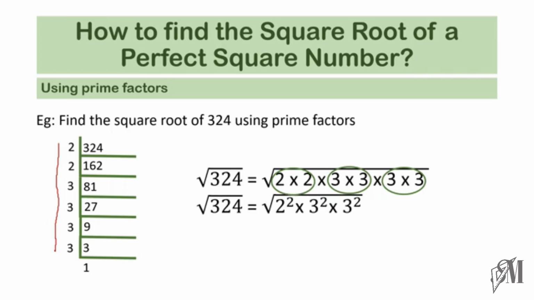So with the square root sign, the squares can be cancelled and my answer will look like this. 2 into 3 into 3. We know 2 into 3 is 6, 6 into 3 is 18. Therefore, the root of 324 is 18. This is a very simple method. I have taken time to explain it, but you can do it very easily.